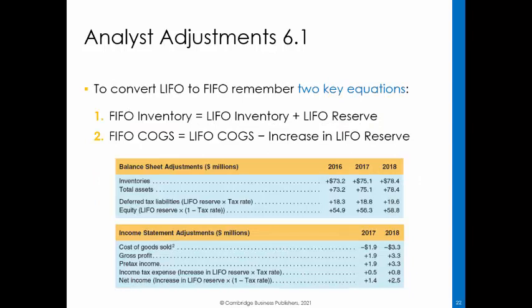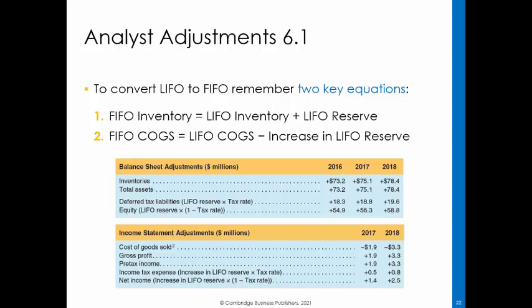To convert LIFO numbers to FIFO, we need to first determine the FIFO inventory by adding the LIFO reserve to the LIFO inventory balances. Next, we need to adjust the deferred tax liabilities by increasing them by the LIFO reserves times 25%, the assumed tax rate in effect for these years. Then we would increase retained earnings or equity by the difference.